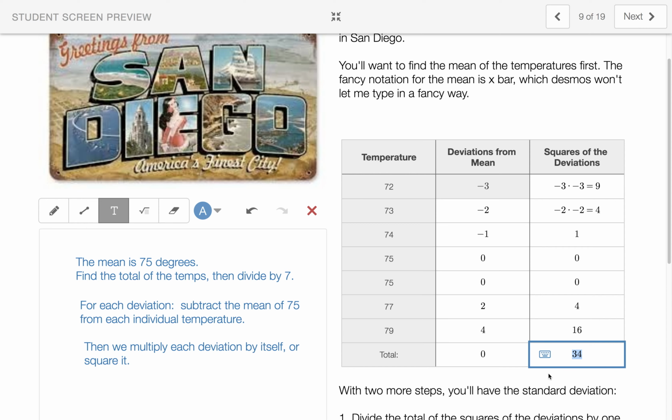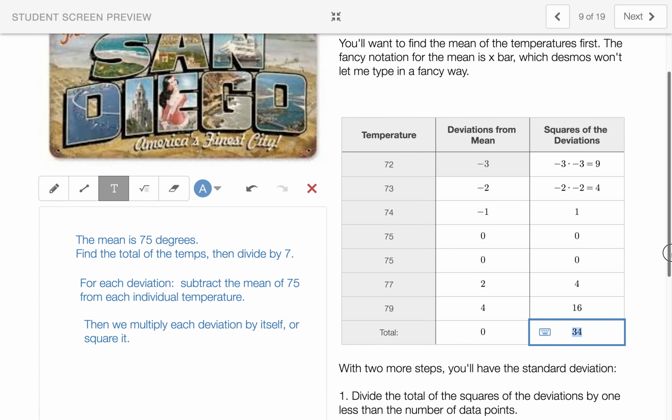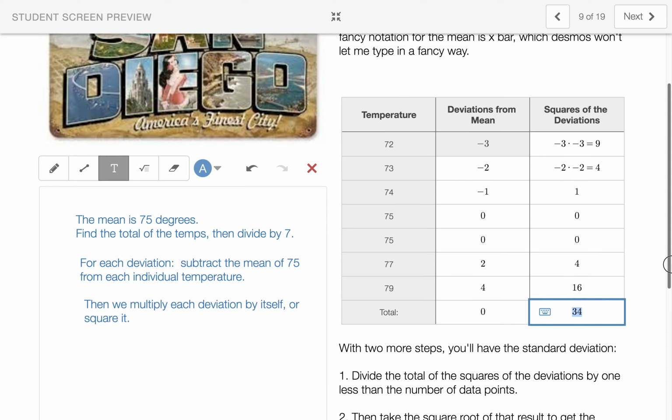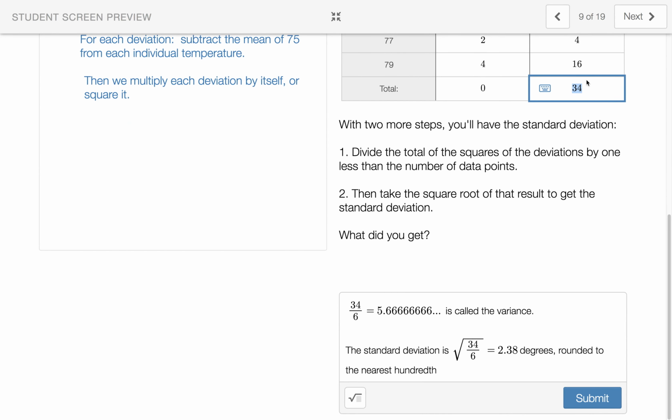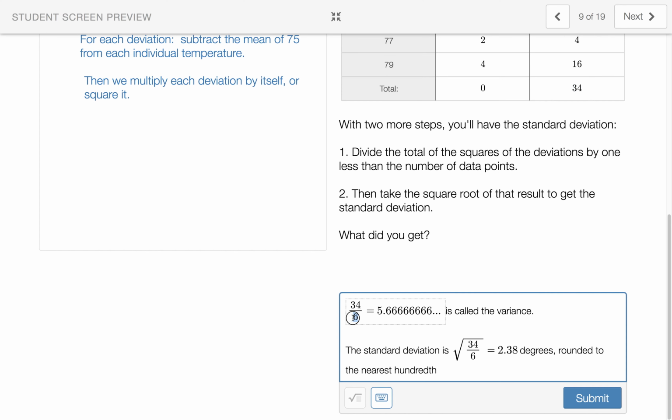So what we've done in this table is we've found each temperature's distance from the mean, and then we took those distances and squared them. And now we have a total of those deviations or distances. And then we need 2 more steps to find the standard deviation, and I tell you what they are in the written portion. You're supposed to take the sum of the squares, divide by 1 fewer than the number of data points that we have. So we had 7 days worth of temperatures, so in this case we'll divide by 6.